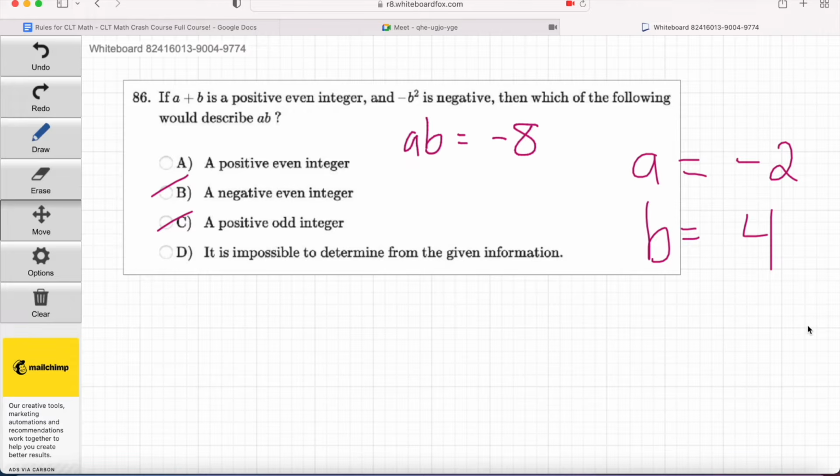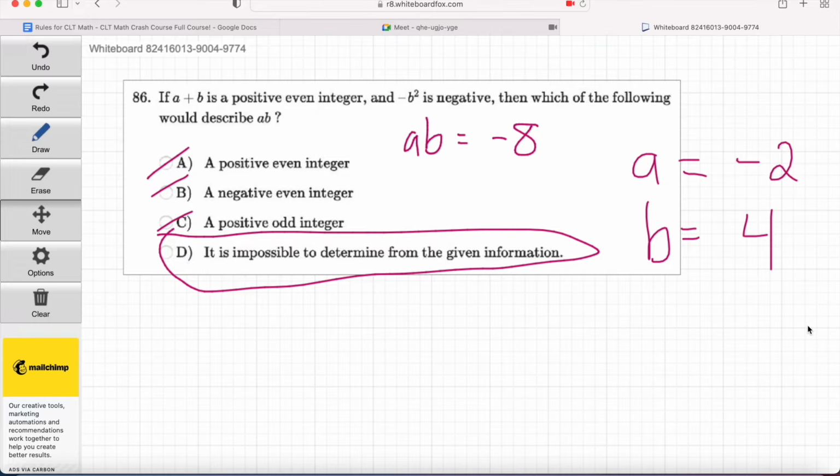That's tricky. Whenever you see an answer choice like D, it's impossible to determine, you've got to do some detective work. You've got to see if you can come up with some values that don't meet the criteria in the other answer choices. And we found values that don't give us a true statement for answer choice A. We found a way to make AB negative that still meets the criteria of the question. So A is gone. It's D.